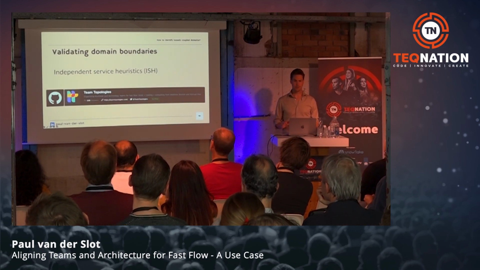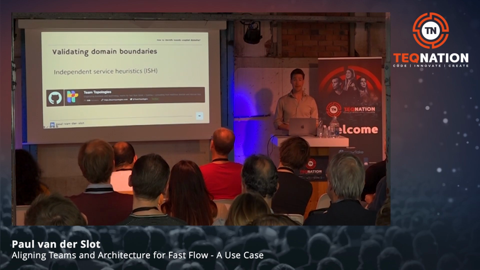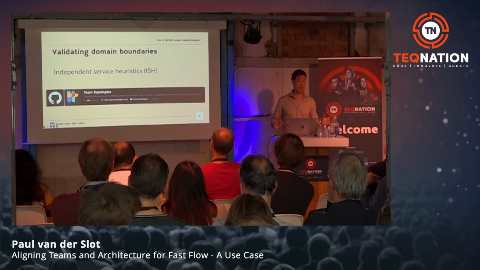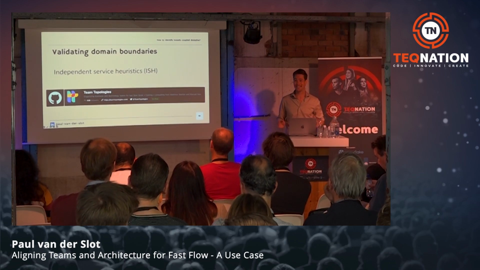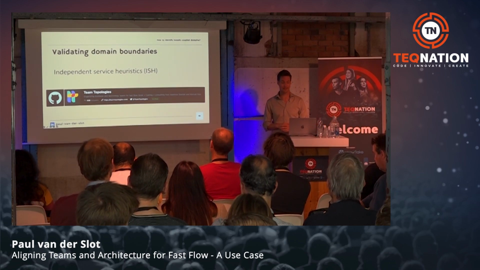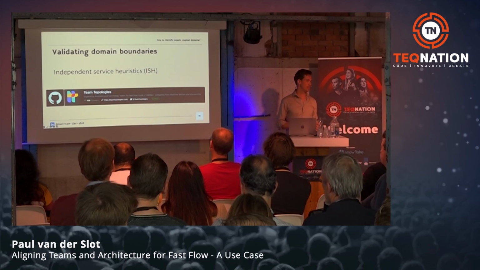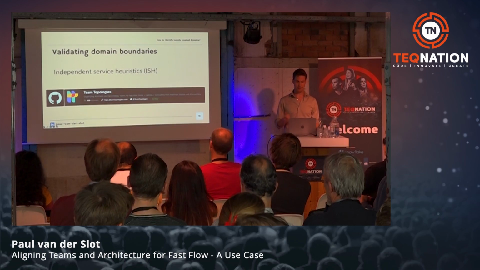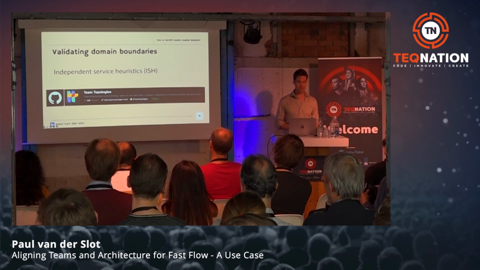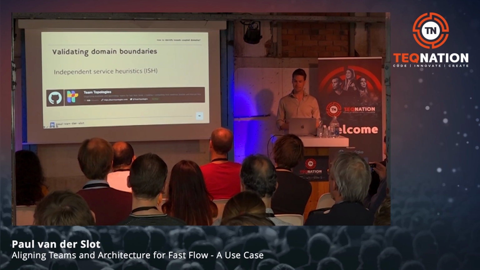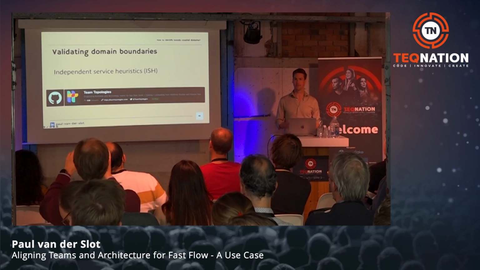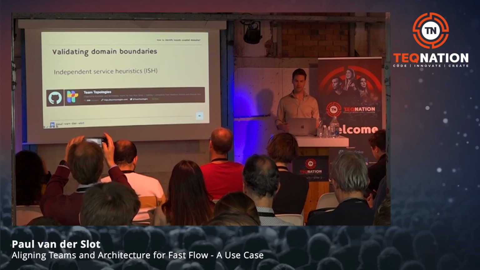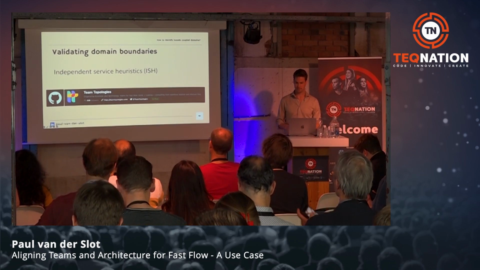There are also some heuristics on validating the domain boundaries. We had a lot of questions when we were done. Okay, is this it? Are we right? Is this the correct way to do it? And luckily, there's an objective way to validate this. It's called independent service heuristics. If you go to the GitHub of Team Topologies, you can find it. These are questions you can ask yourself, which give you an indication if a service is really independent.